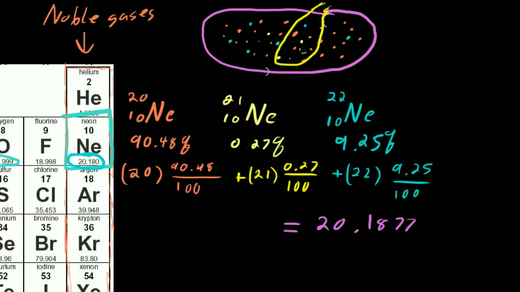So the number that you would use if you were doing a lab with neon would be 20.180. You would use 20.180 atomic mass units as the weight of one atom, because that is the weighted average of what one atom would weigh inside of this collection. So anyway, hopefully you're finding this useful.